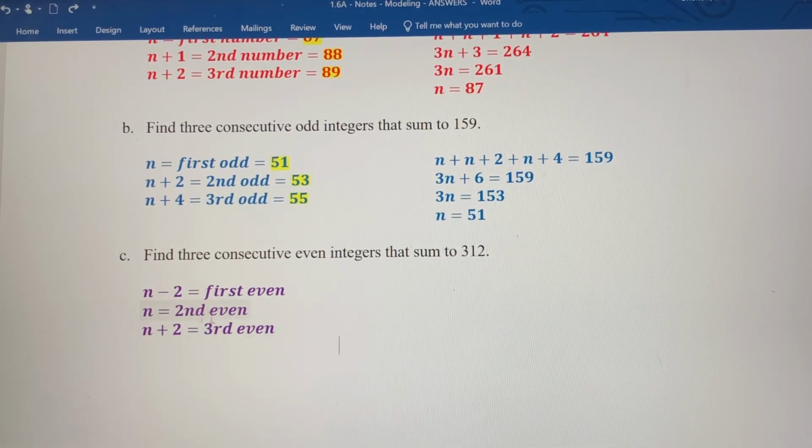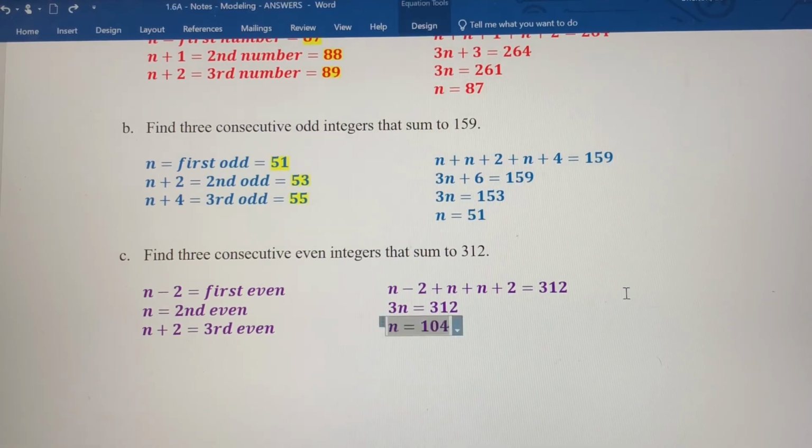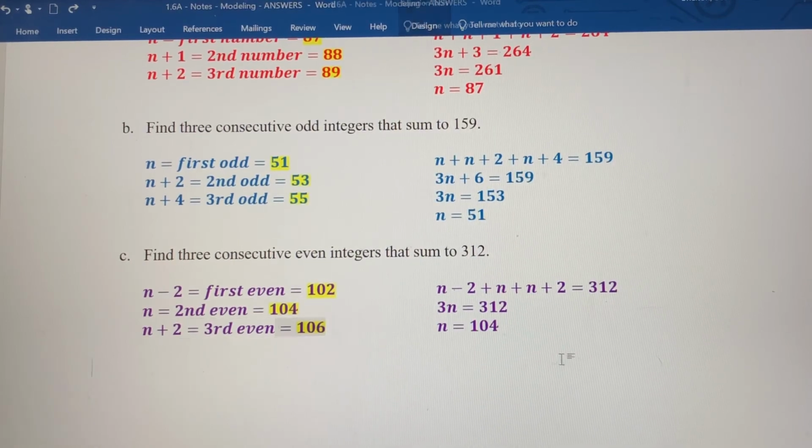Now, the reason people like this more is what you'll see when I write my equation, n minus 2 plus n plus n plus 2: these 2's cancel out. So my constants on the left side cancel out, and it actually saves me a step. Notice this step from here to here is eliminated because my negative 2 and my positive 2 cancel out. So I'm going to divide both sides by 3 now, and n equals 104. I just need to remember that that's my second even, not my first even. So I'm going to get 102, 104, and 106.